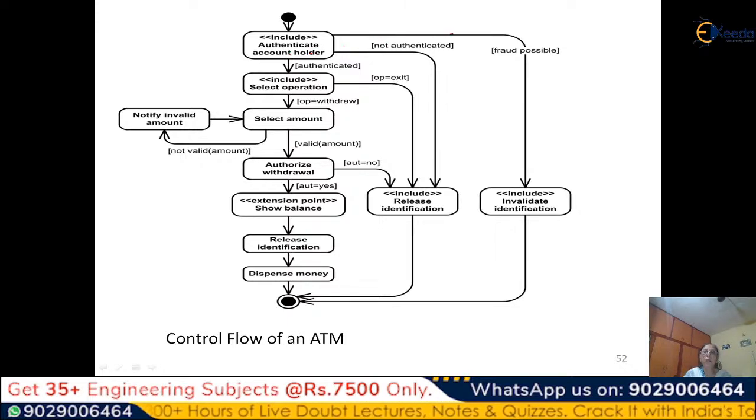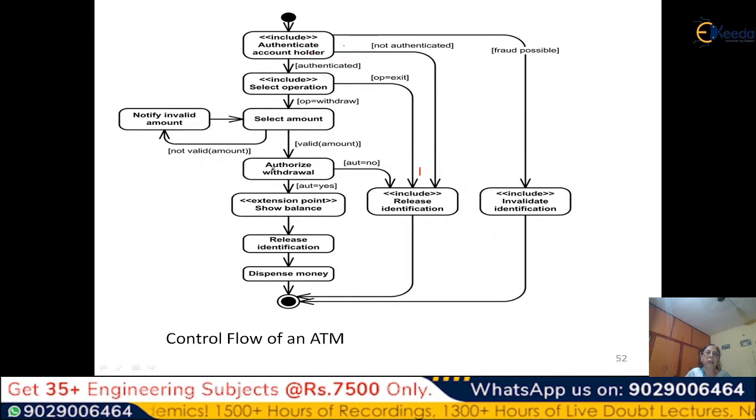There can be so many paths. If not authenticated, fraud is possible, then you will include release identification. And if it is authenticated, then you have a common flow. This is the normal flow of the process. These are the exceptional flows of the process. Here you are showing the control flow, how it is going. So this is the normal flow.